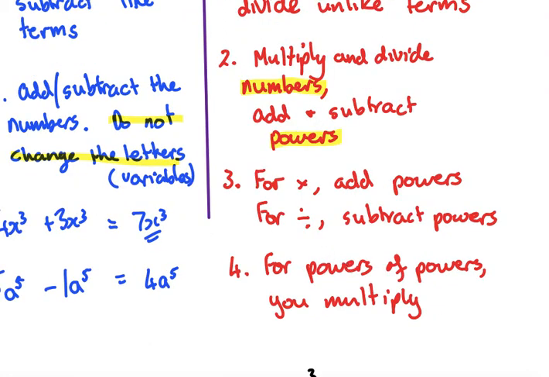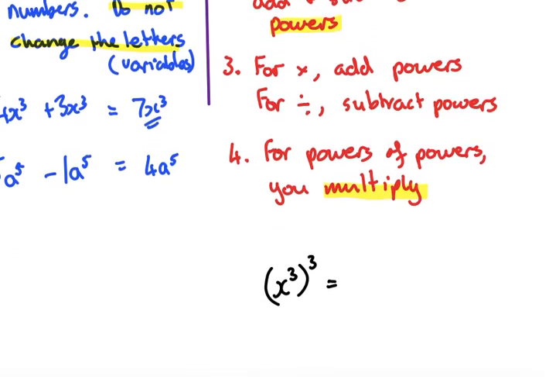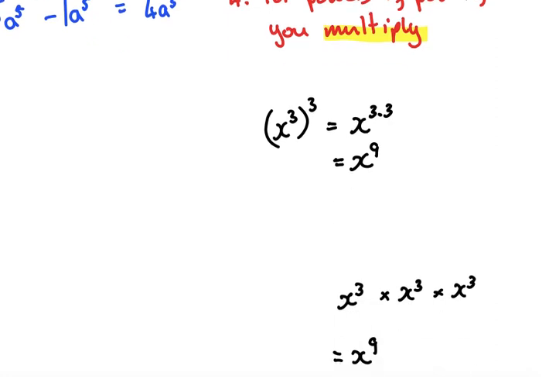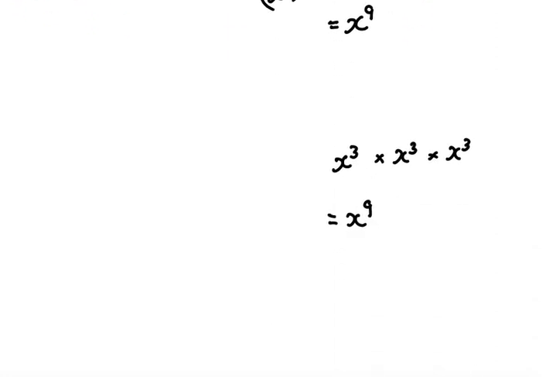And for the last bit of this rule, for powers of the powers, we multiply. So what do I mean by powers of powers? Well, here I've got one. X cubed to the power of 3. You just take these 3. 3 times 3 is 9, so it's x to the power of 9. The longer way of doing that, of course, is to write it out x cubed times x cubed times x cubed, because it was x cubed and we have 3 of them. That gives us x to the power of 9.